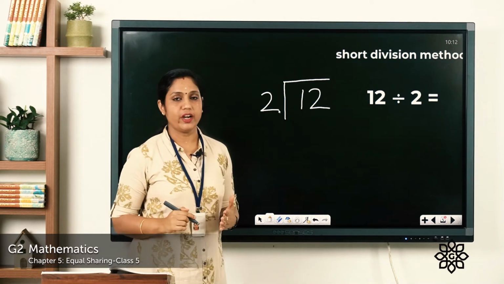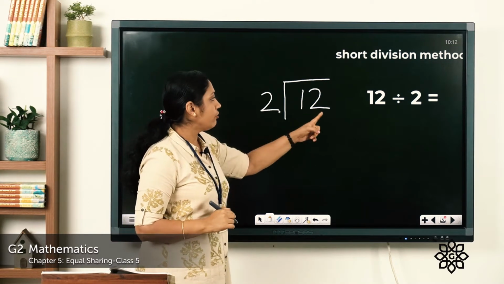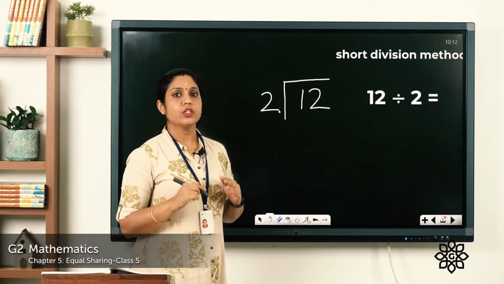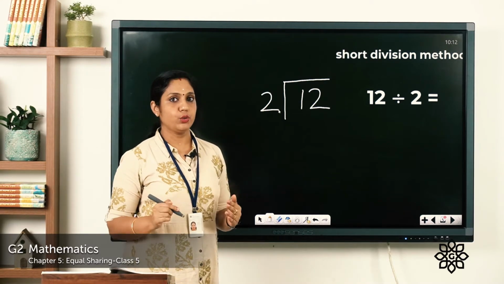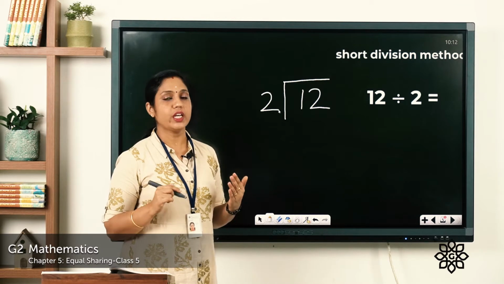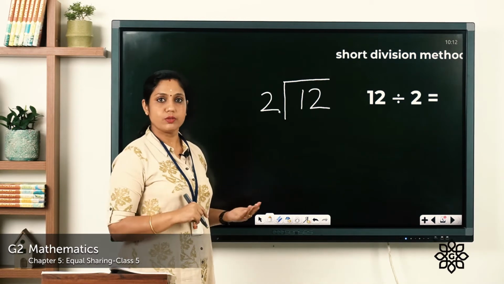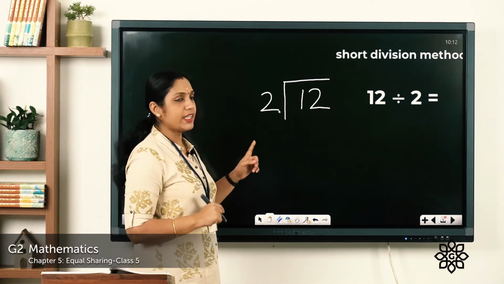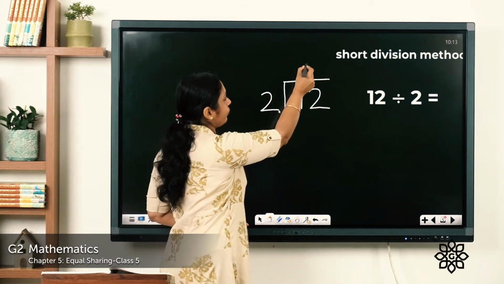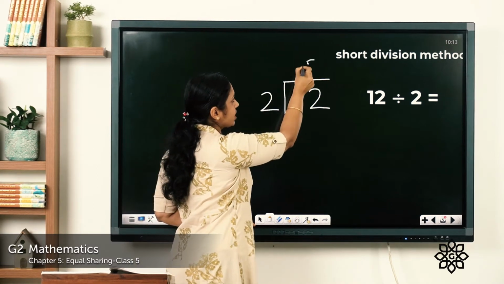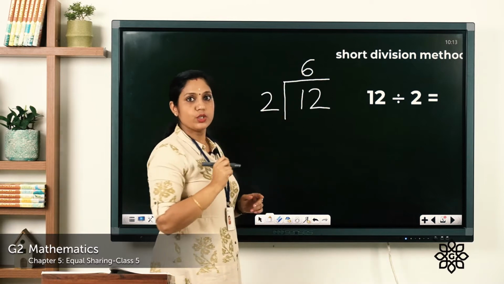Now we have to divide. So what is 12 divided by 2? Check the multiplication table of 2. We saw before itself that 2 into 6 is equal to 12. So 6 times is 12. So write the answer on top of this line. That is, 2 into 6 is equal to 12.